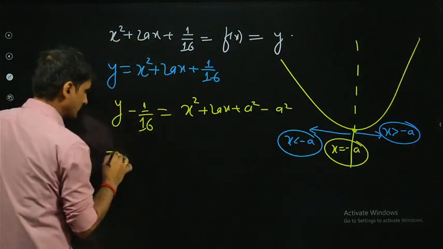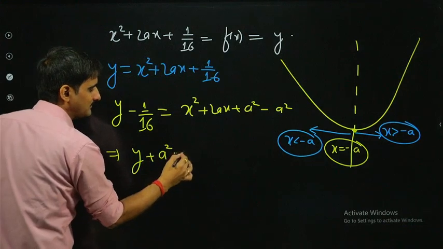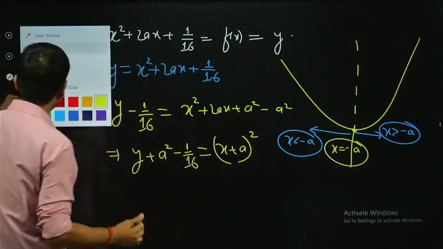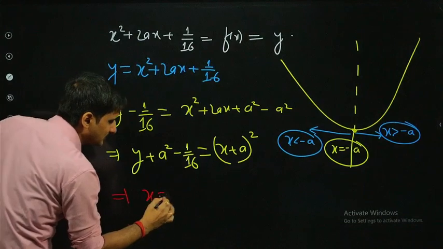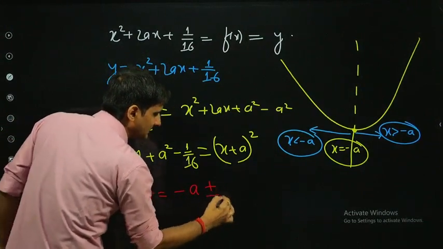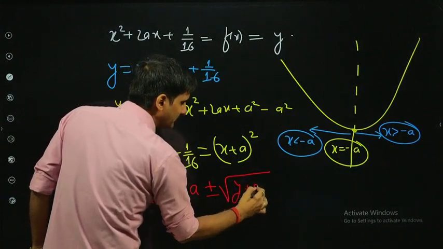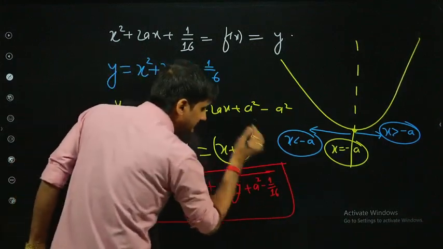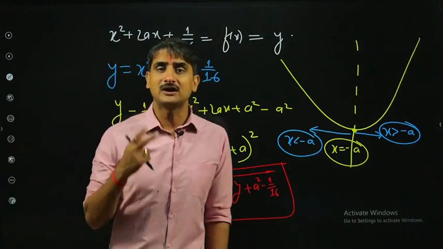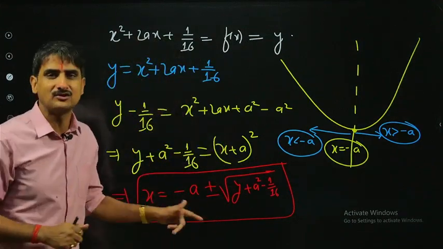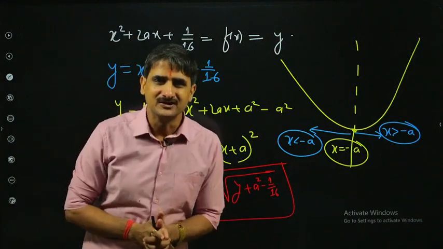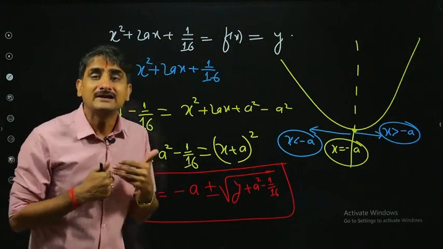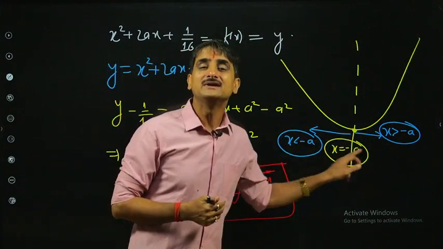So you have y plus a square minus 1/16 is equal to x plus a whole square. So you get x from here, and what is it? x is equal to minus a plus minus under root of y plus a square minus 1 by 16. Now again, one more statement: the inverse of a function is always unique. You can't have two inverses here, you got two x's here, not possible at all. Which x to choose? A square root can never give us a negative value, so the square root is always positive. So the x value we choose depends on the domain to make it a 1-1 function.